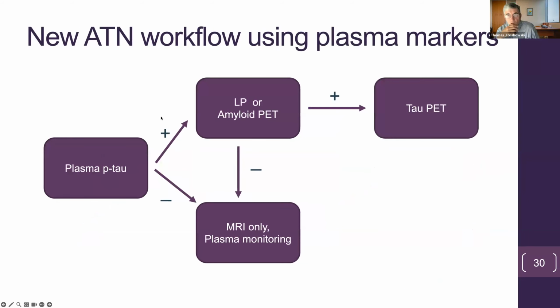And what we're going to do going forward is, instead of leaning on LPs alone, we're going to screen first with plasma phospho-tau. Plasma p-tau acts like a great surrogate for amyloid positivity, actually, and there are pretty good data for that. Those who are p-tau positive will go on to have a confirmation with an LP or an amyloid PET scan, and those who are negative will go to the MRI monitoring file. And those who are confirmed to be amyloid positive will go on to tau PET. So that's our strategy moving forward.